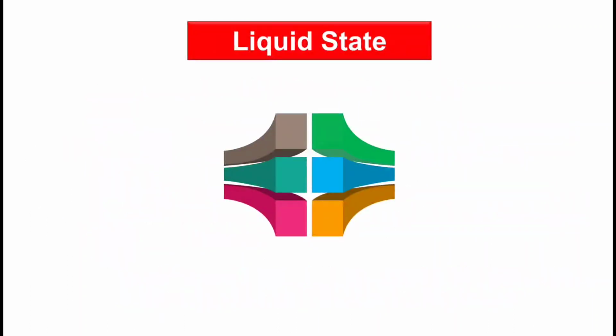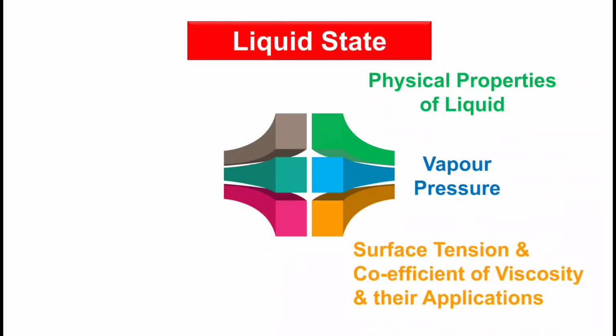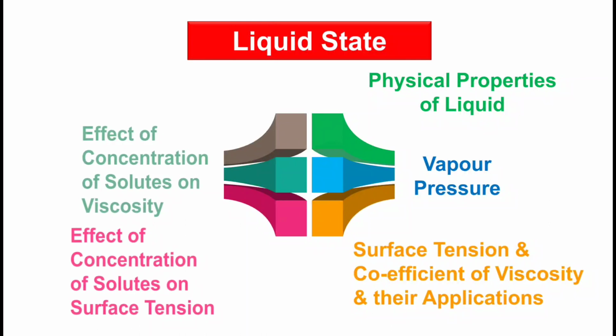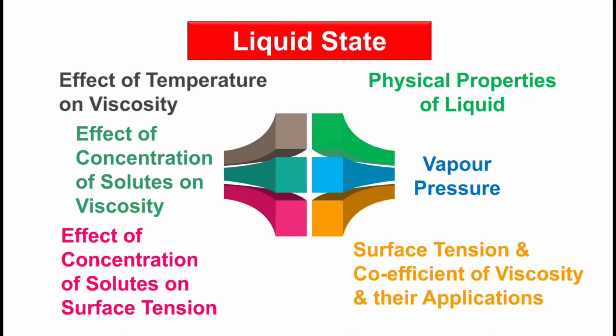Then next we have the liquid state. Here we need to read physical properties of liquids, vapor pressure of liquids, surface tension and coefficient of viscosity and their applications, how the concentration of solute affects the surface tension and the viscosity properties of a liquid. Then we have the effect of temperature on viscosity.